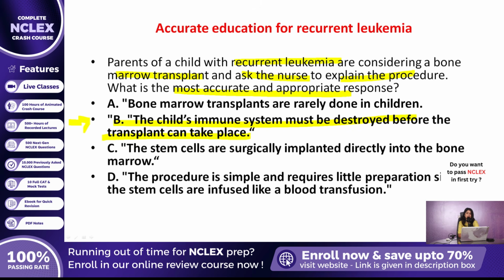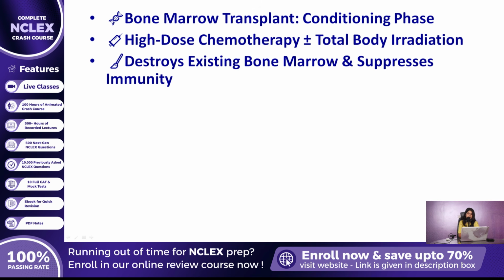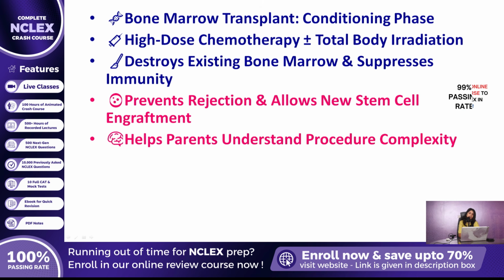Before a bone marrow transplant can occur, the child must undergo a preparatory process called conditioning, which involves high-dose chemotherapy and sometimes total body irradiation. This step is essential to eliminate the child's existing bone marrow and to suppress the immune system, reducing the risk of transplant rejection and making space for the new stem cells to engraft. This explanation provides the most medically accurate and informative response, helping the parents understand the complexity and seriousness of the procedure.